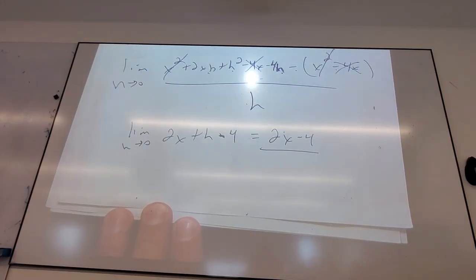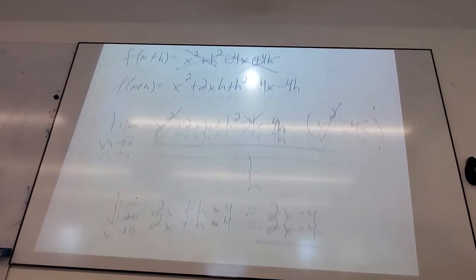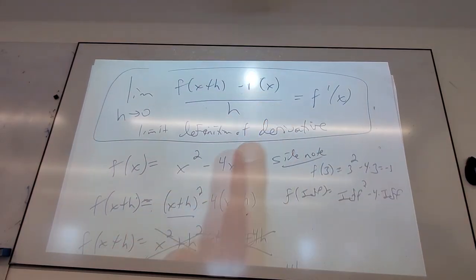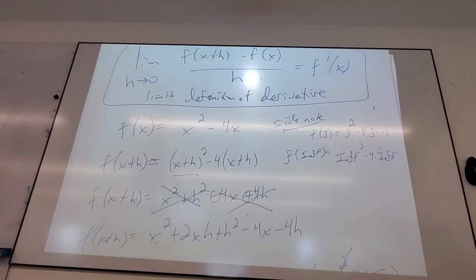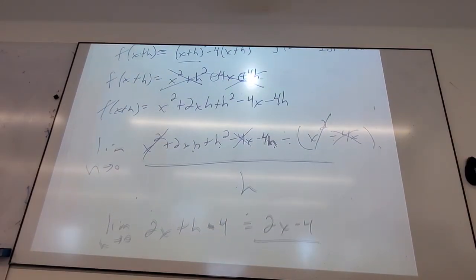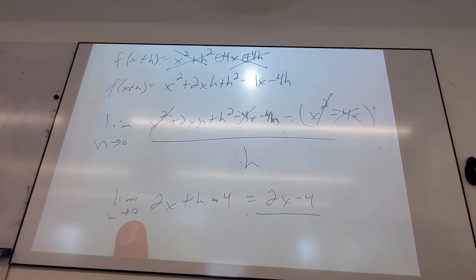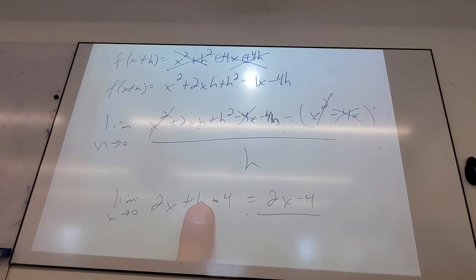I noticed you had parentheses at the end there, x squared minus 4x. Totally. So I have to subtract f of x, and f of x is this. How'd you get the 2x minus 4? Where'd the h go? Limit as h goes to 0. So plug a 0 in for h, and that's what I get.